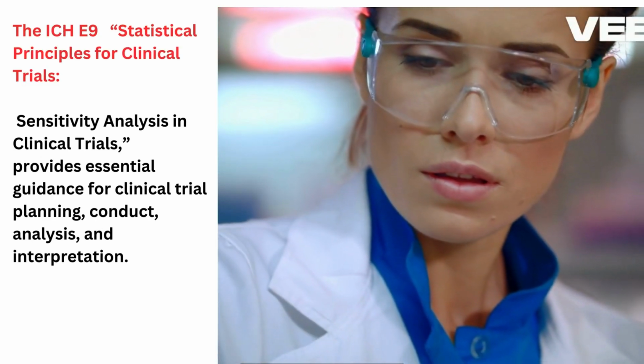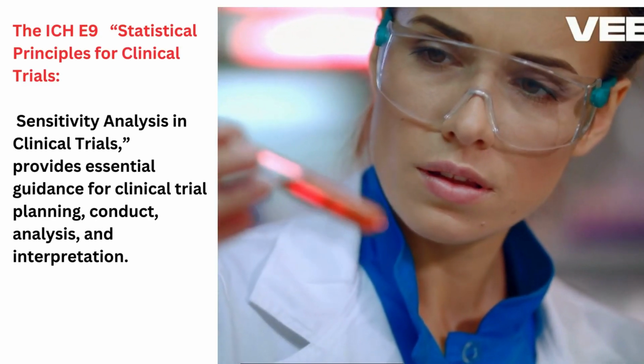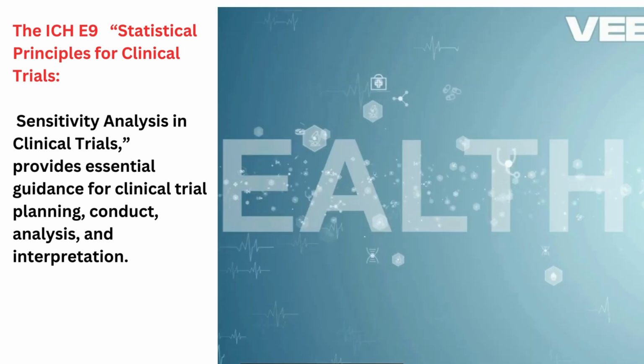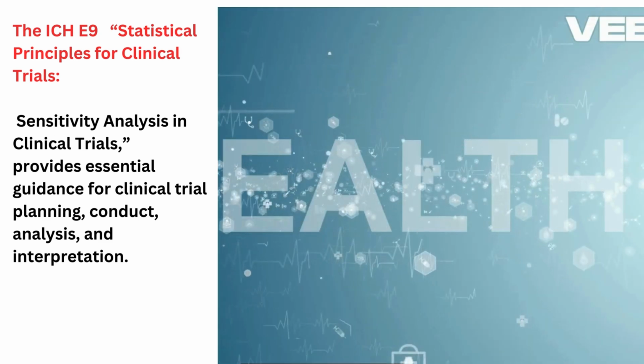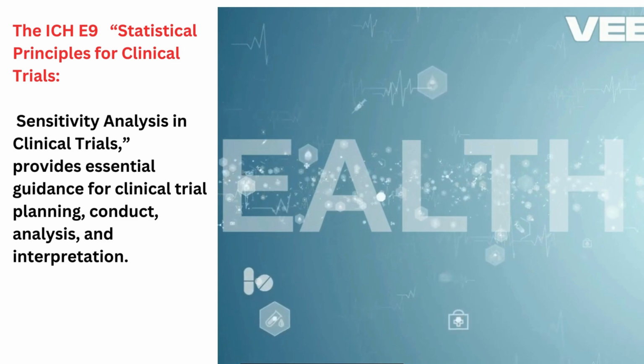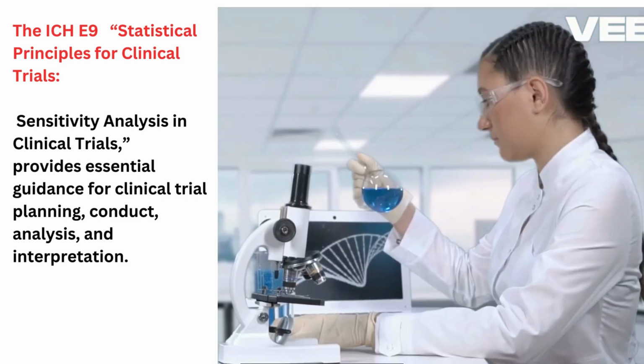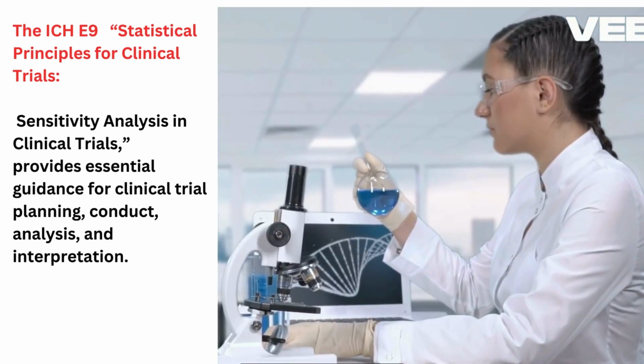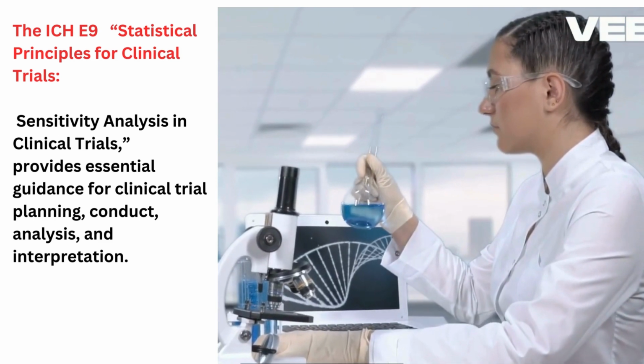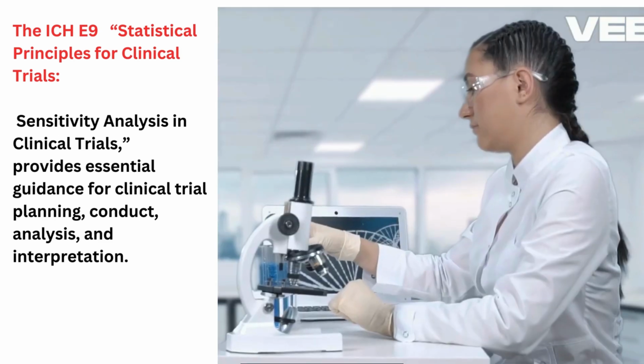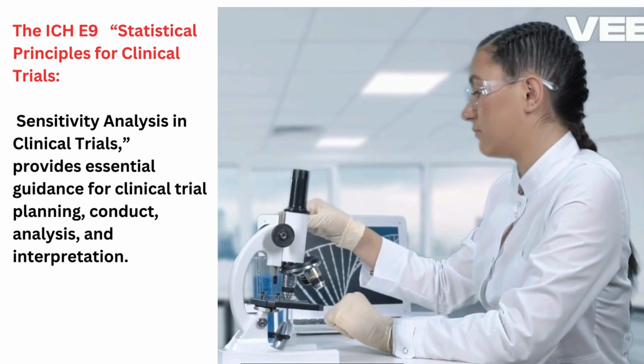The E9 guidelines are statistical principles for clinical trials. It mainly deals with sensitivity analysis in clinical trials. It provides essential guidance for clinical trials regarding planning, conducting, analysis and interpretation of the results.